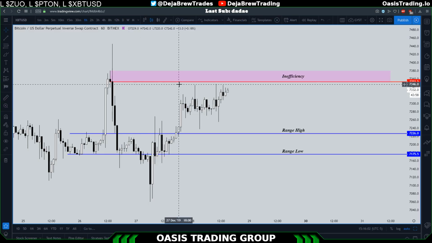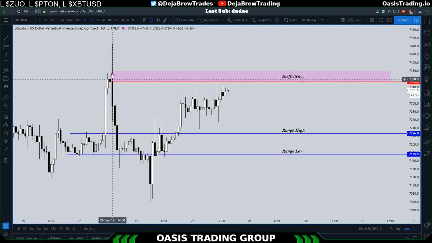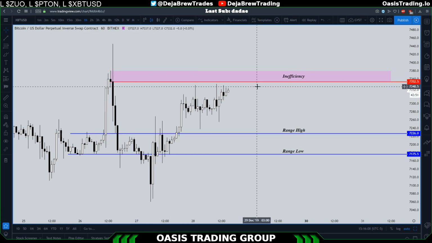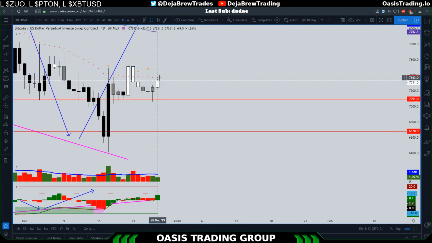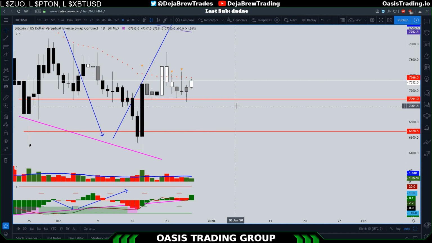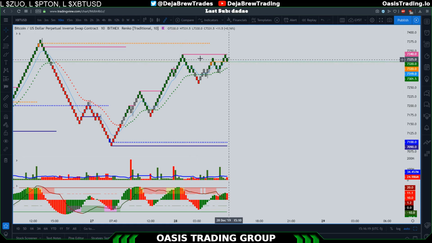Looks like Bitcoin's currently struggling on this high, just as expected. I wish it would push up one more time. We haven't even tested this doji yet. I really wanted to push into this doji. But you can see we're right on the daily trail. So it is struggling to get above this daily trail.